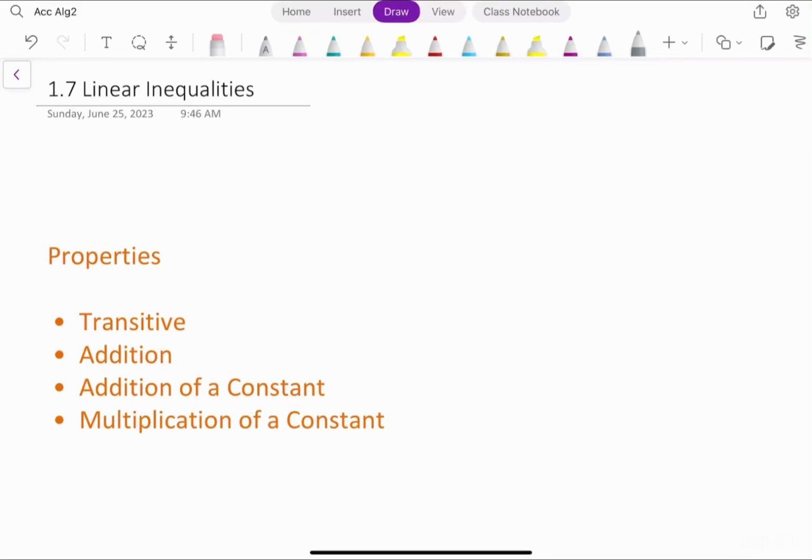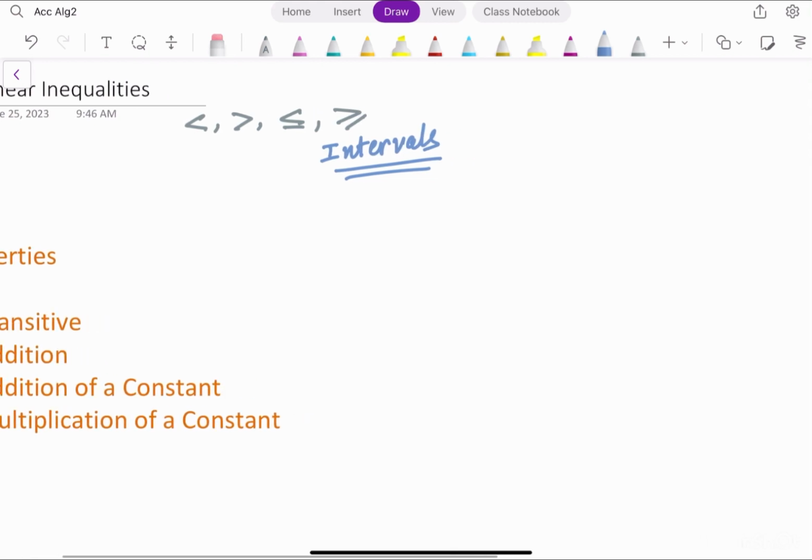Welcome back again. Today we will be talking about Unit 1.7, linear inequalities. When we are talking about inequalities, we are talking about greater than, less than, greater than or equal to, and less than or equal to, that you must have learned starting from 6th grade onwards. The other thing that we need to keep in mind is the intervals. Intervals are very, very important for Accelerated Algebra 2 and moving forward.